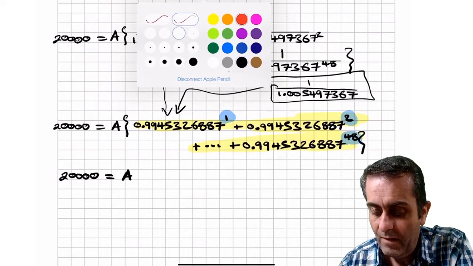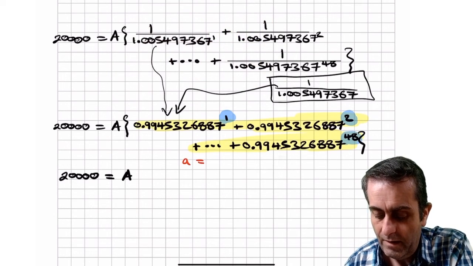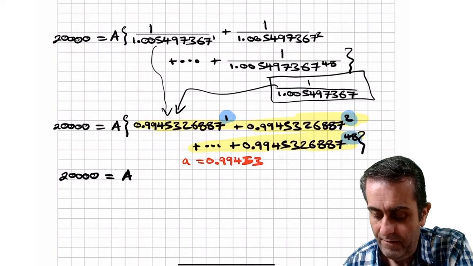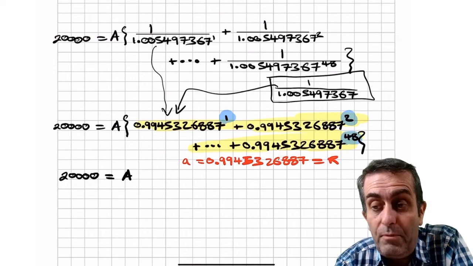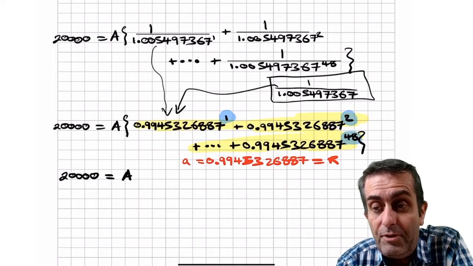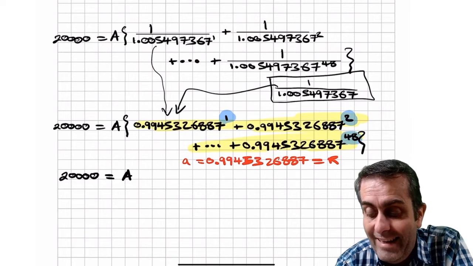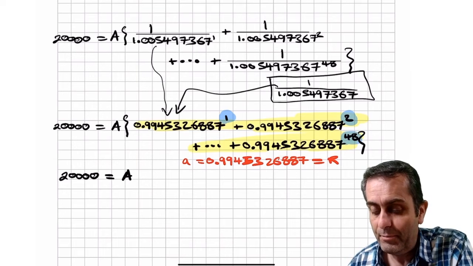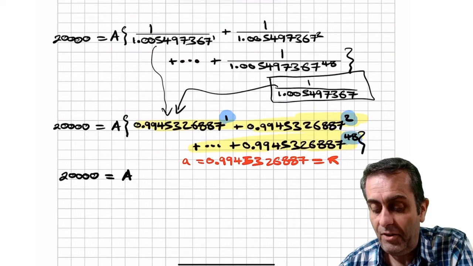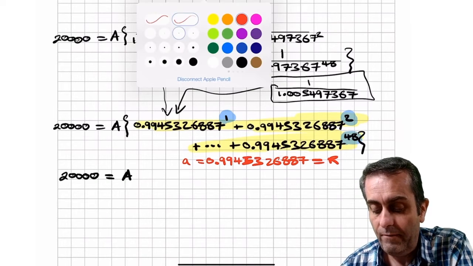The first term, A, is equal to 453268887, and that's also the number that we're multiplying every time. So that's our common ratio, capital R. Now, as I said in the first video, it's very, very important that you just have a brief look at the common ratio. Okay, the common ratio in this case is smaller than 1.